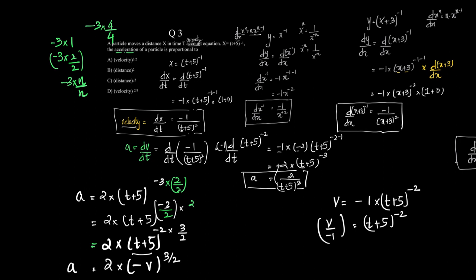Now, in this equation, 2 is a constant. So all that varies is, acceleration is proportional to velocity to the power 3 by 2. Which means, are we done with the option? Yes, the correct option is velocity to the power 3 by 2.